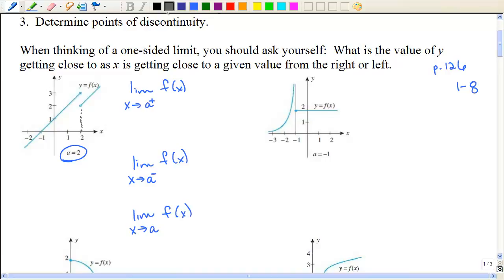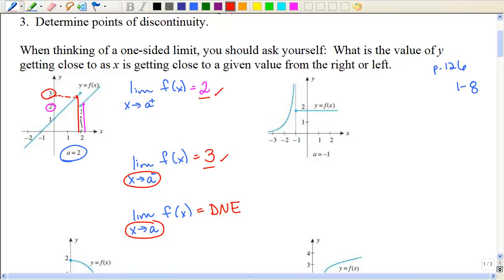Well, as I'm coming in from the right-hand side, so that means a little bit bigger than 2, on the right-hand side, this is the part of the function I would touch. What is that value close to? It is close to 2. But if I come in from x on the left-hand side, meaning a little bit less than 2, I go up here to this part of the function, and what we are getting close to is 3. Now, when those two numbers are different, as in this case, and they ask you what is the limit as x approaches a, meaning from the right and the left, this limit does not exist. The only way it would exist is if these two numbers are the same.